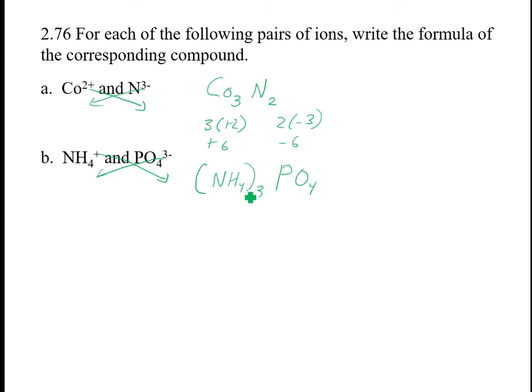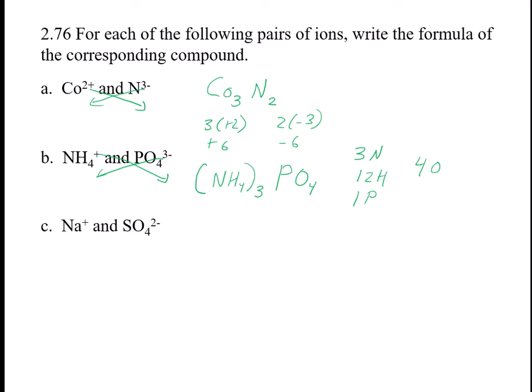Okay, so this also goes back to a little bit earlier. I have 3 nitrogens. I have 4 times 3, which is 12 hydrogens. I have 1 phosphorus, and I have 1 times 4, which is 4 oxygens. Okay, so when I have parentheses, that 3 means that it's 3 of everything inside of this.